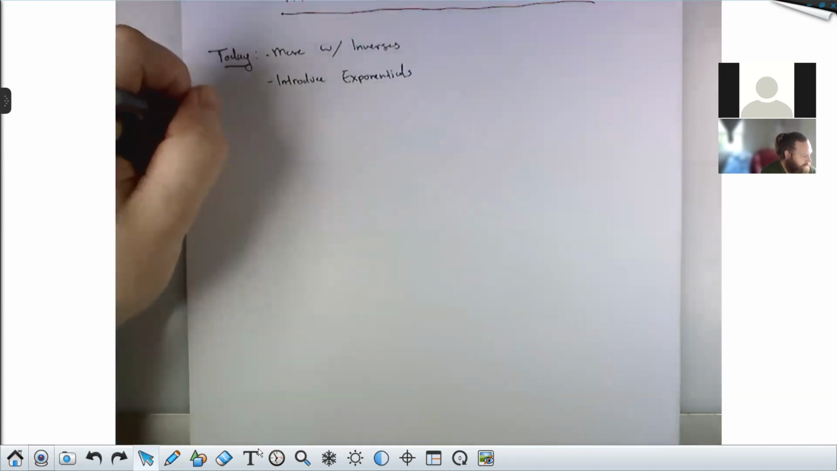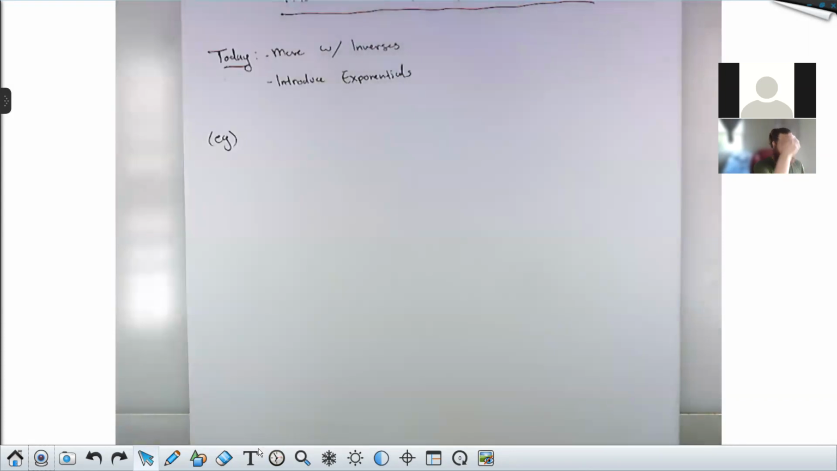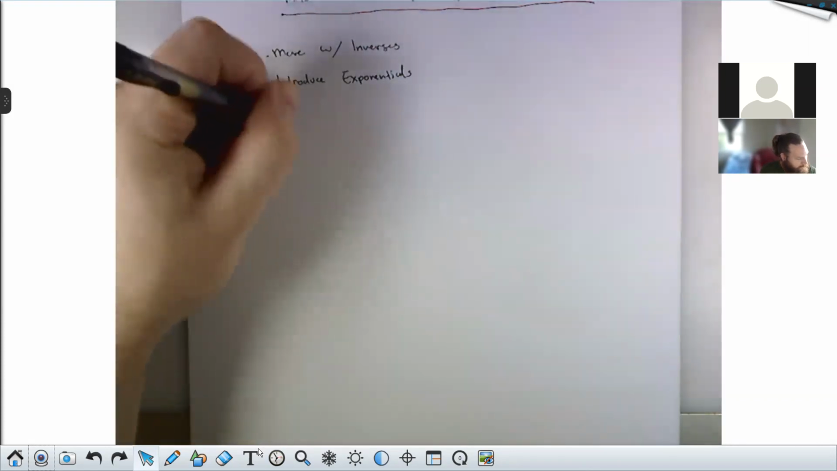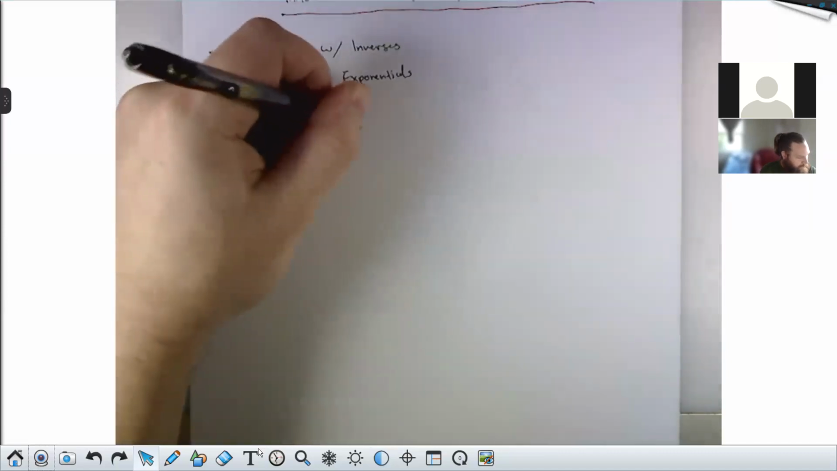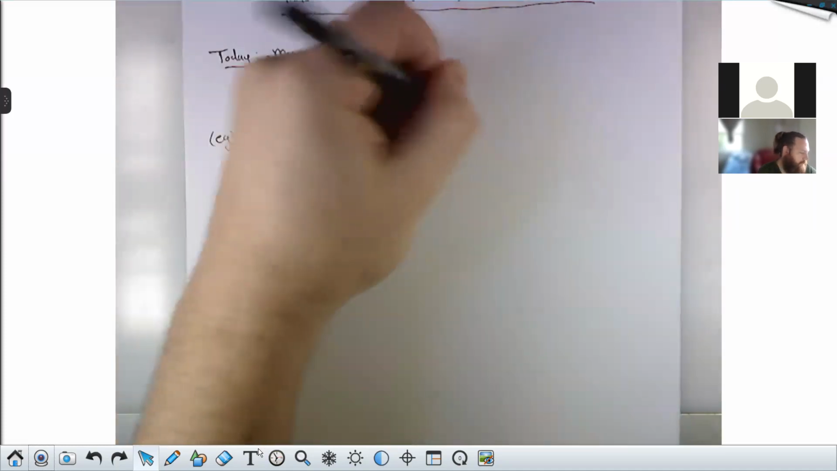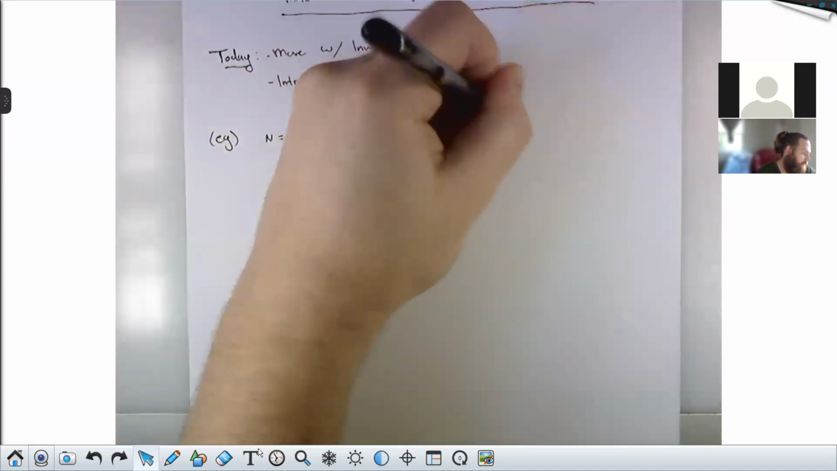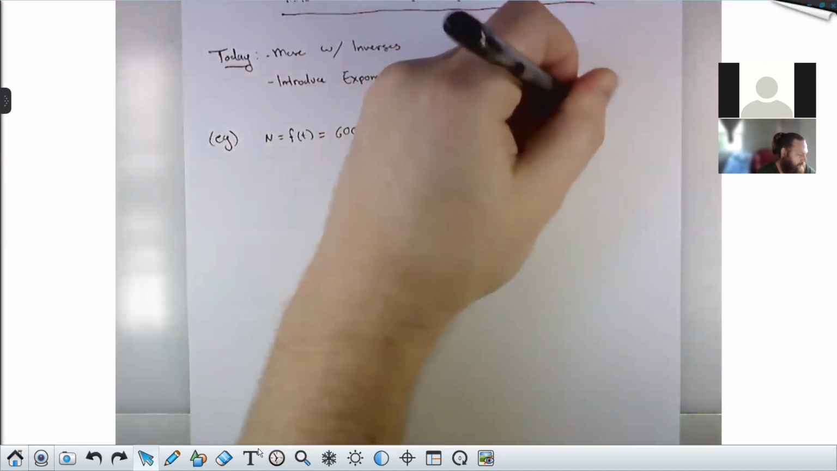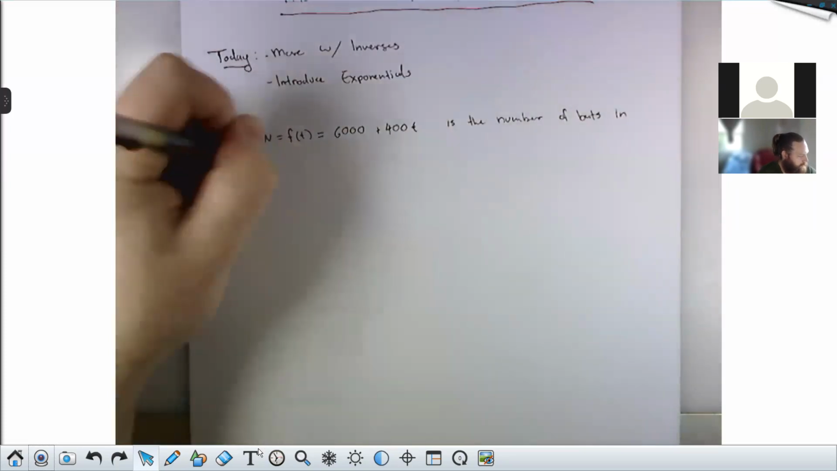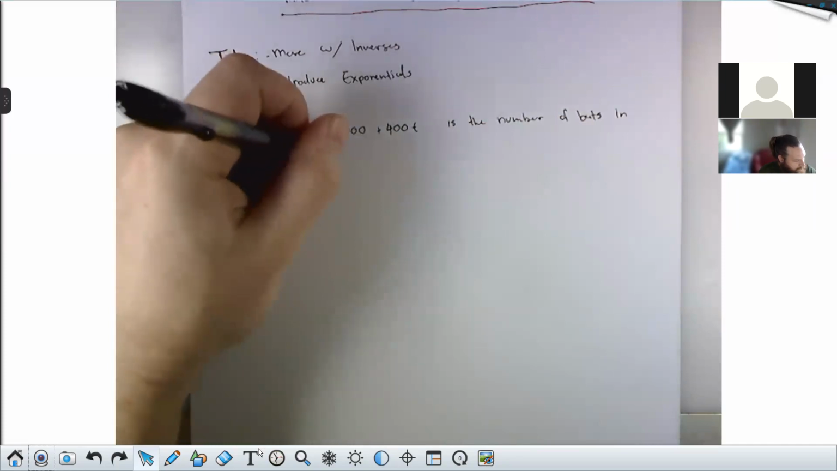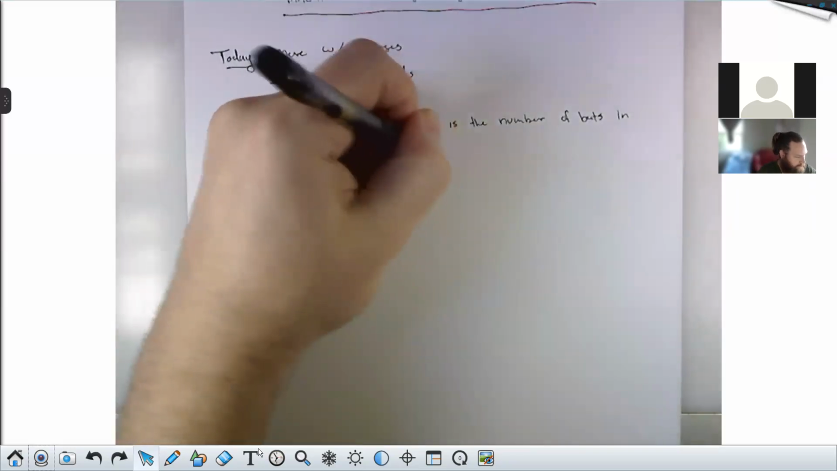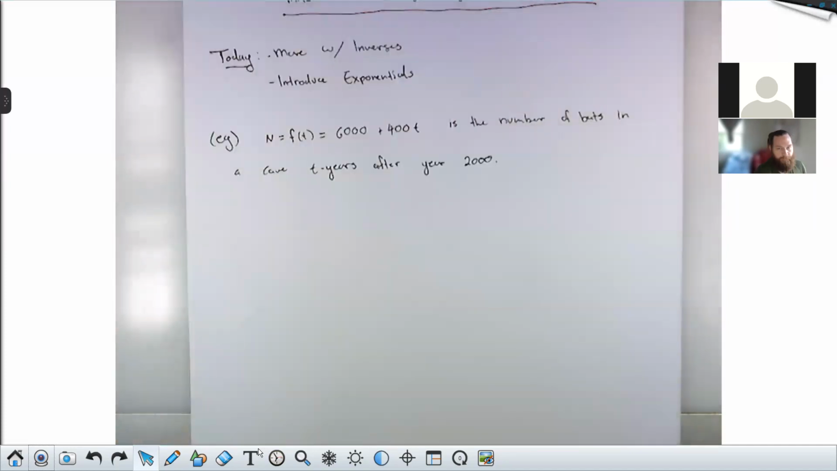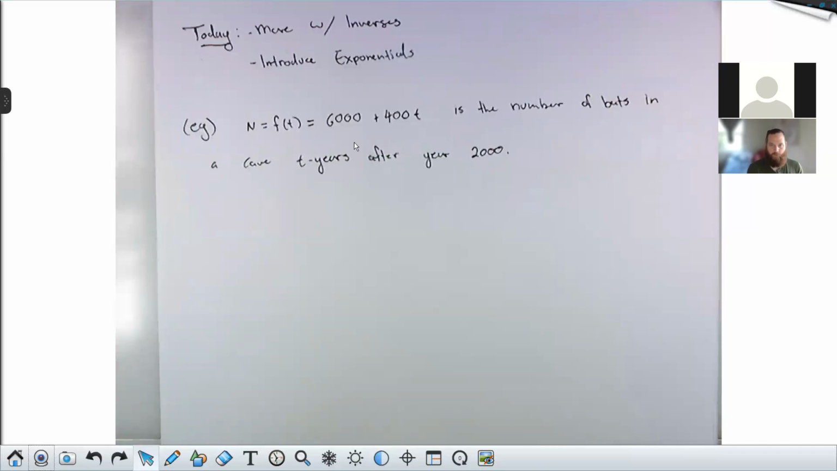Okay. So the example we're going to work here, this is number 19 from the homework set 14, says that n equals f of t is, what was it? 6,000 plus 400t. It's the number of bats in some cave, t years after the year 2000. Right, so this is just another way of saying in slightly fewer words what they said, that t equals 0 corresponds to the year 2000, t equals 1 would correspond to 2001, and so on.